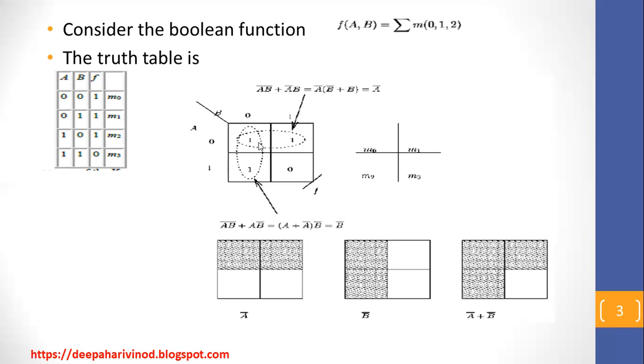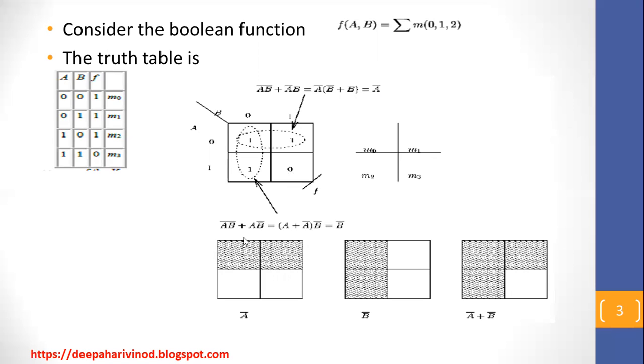Now I can number each cell. This is 0 and 0, which represents the first combination over here, so the 0th cell. Then A is 0 and B is 1, so 0, 1 represents this combination, and it is the first cell over here. Then 1, 0, so it is the second cell, and 1, 1 is the last one, the third cell.